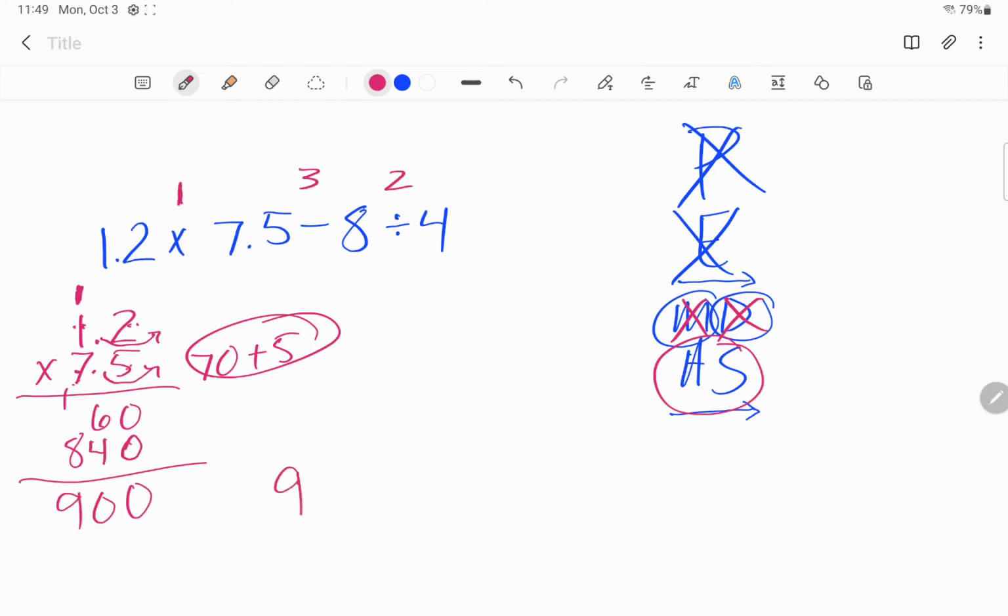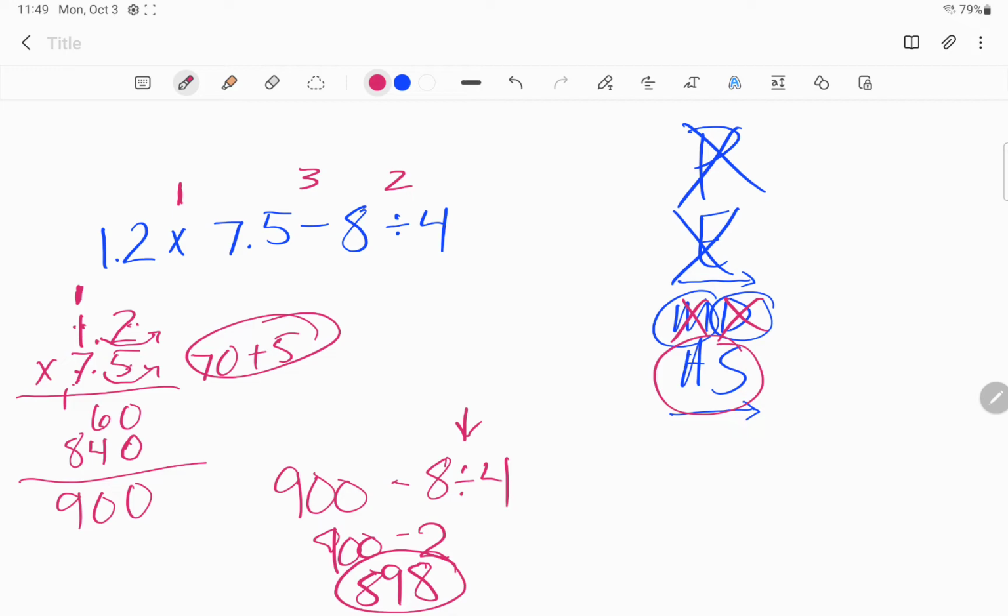900. So we have 900 minus 8 divided by 4. Now remember, our second operation is division, so 8 divided by 4 is 2. So 900 minus 2 equals 898. So that should be your answer for number 3.